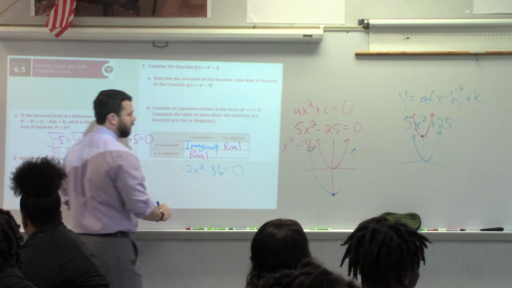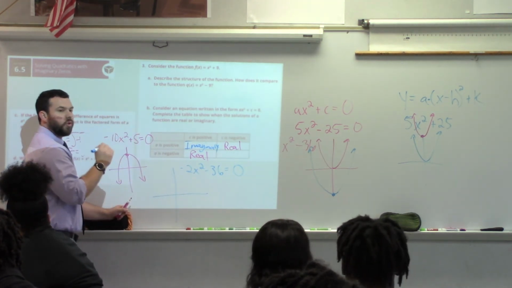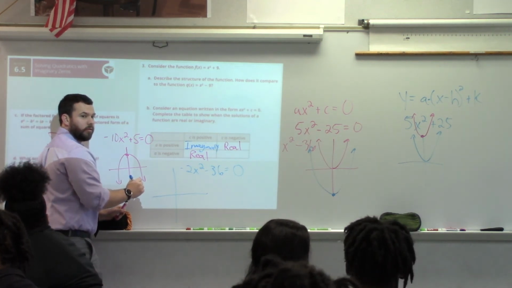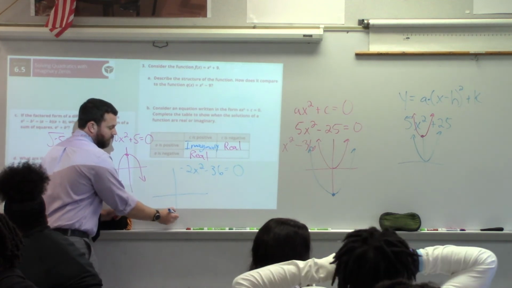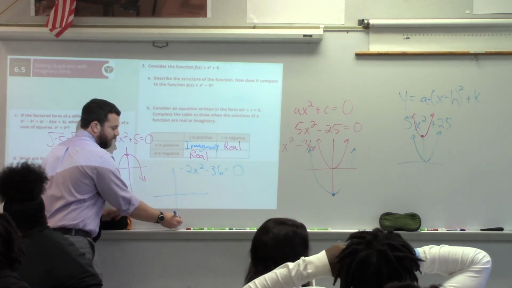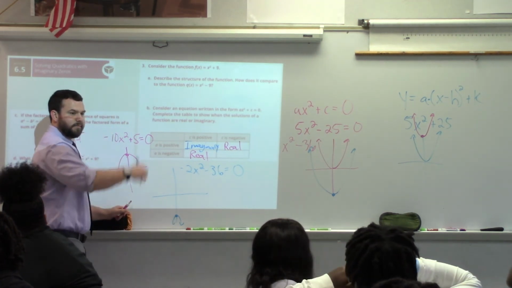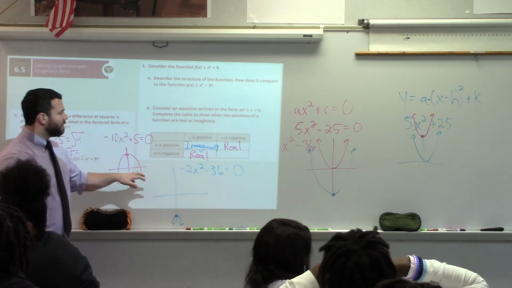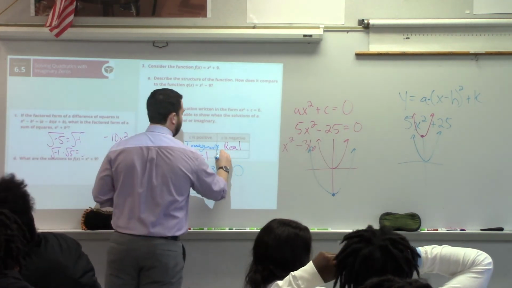Equals 0, right? You would have to zoom out really far for this one, but what transformations do we see? It's concave down, and it's translated down 36. Is that ever going to intersect the x-axis? No, it's going the other way. So the solutions are going to be imaginary.